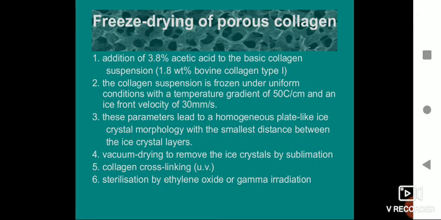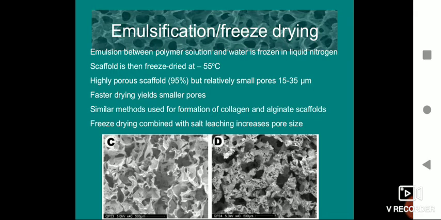Then comes the freeze drying method. Freeze drying, as you know, uses very low temperature, or vacuum drying can be used in such a way that all the solution is totally frozen, and then when it is removed, it will leave behind pores within the polymer. So that method is called freeze drying of porous collagen, right? You can see here how the structures will look. Again, the pore size is not going to be uniform, and there are different pore sizes. You can combine freeze drying with salt leaching to get bigger sized pores.